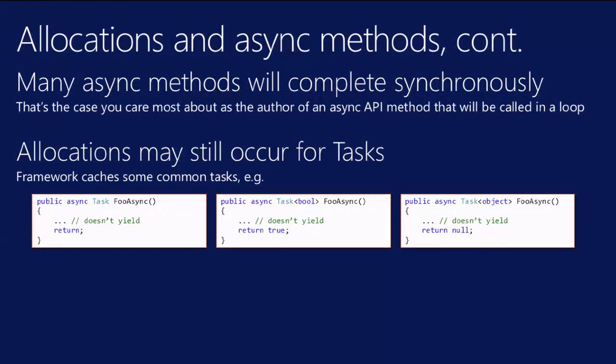A non-generic task can be in one of two states. Either it's not completed or it is completed. Maybe it's like an error or something, right? But if I make it all the way to the end of the method and it's already completed, it's just a task that when you ask it, are you done, it says yes. All of those tasks are equivalent.